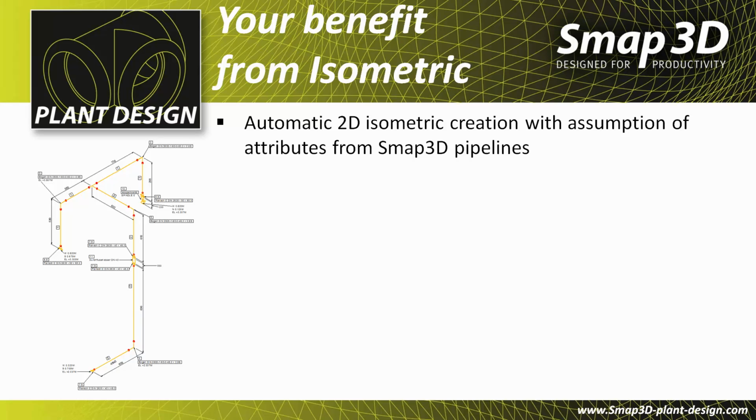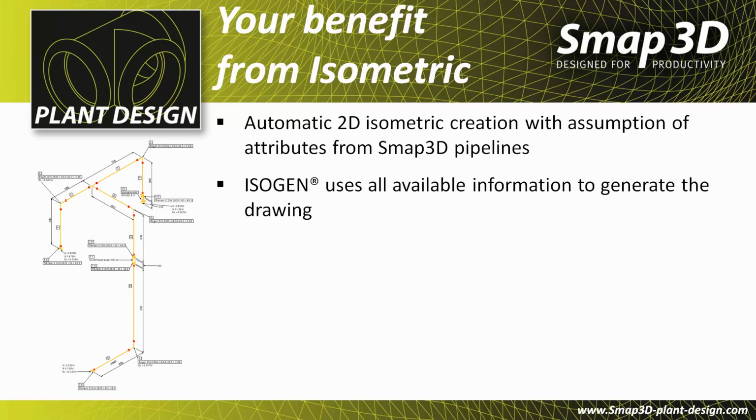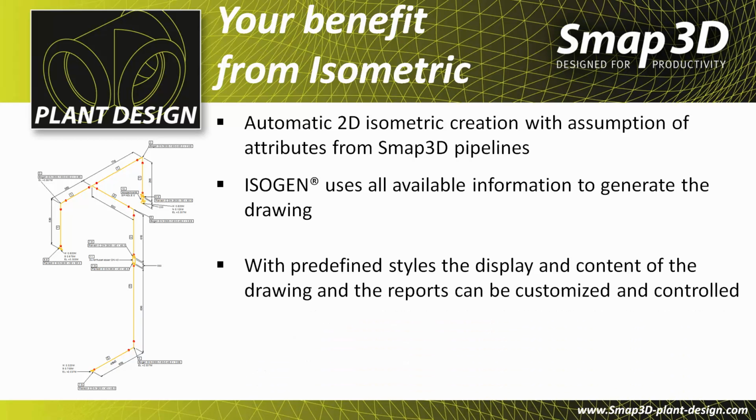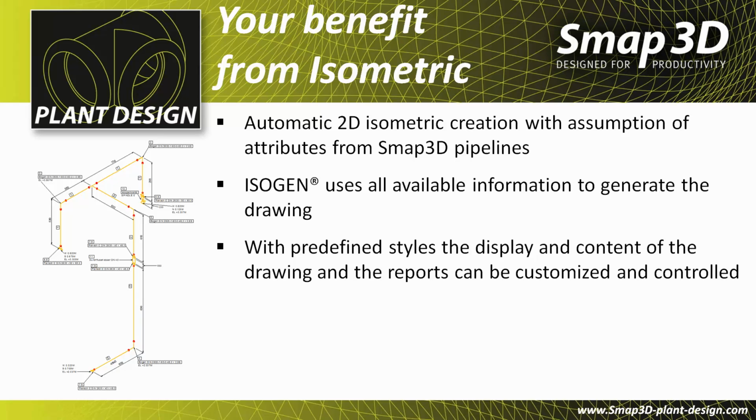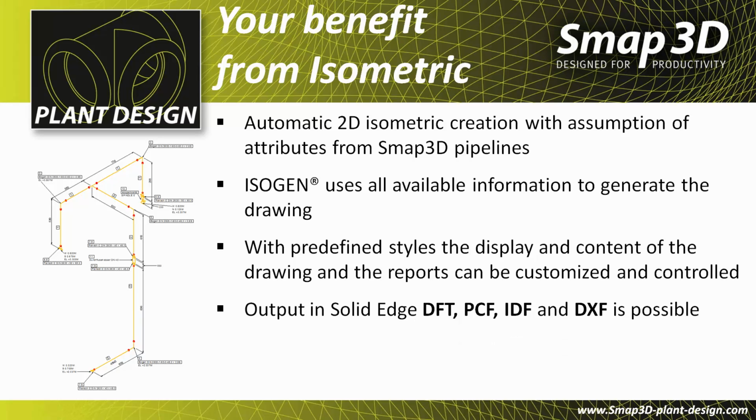from the 3D pipeline. The Isogen kernel uses all of this information to generate these drawings. With predefined styles, you can customize and control the display and the content of the drawings. You can choose the output format as Solid Edge DFT, PCF, IDF, or DXF.